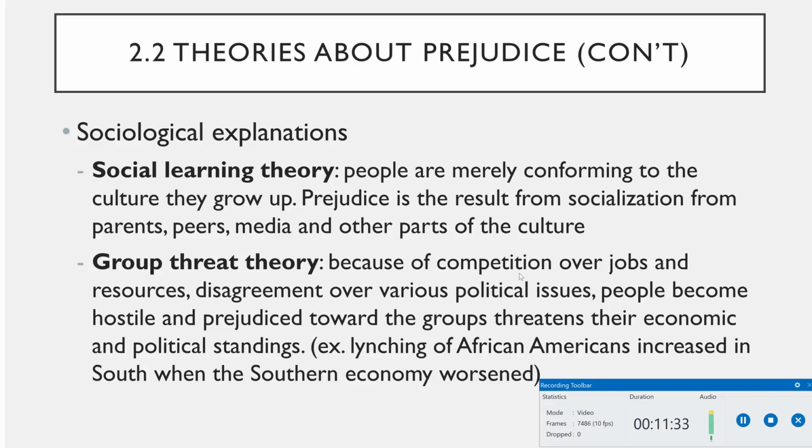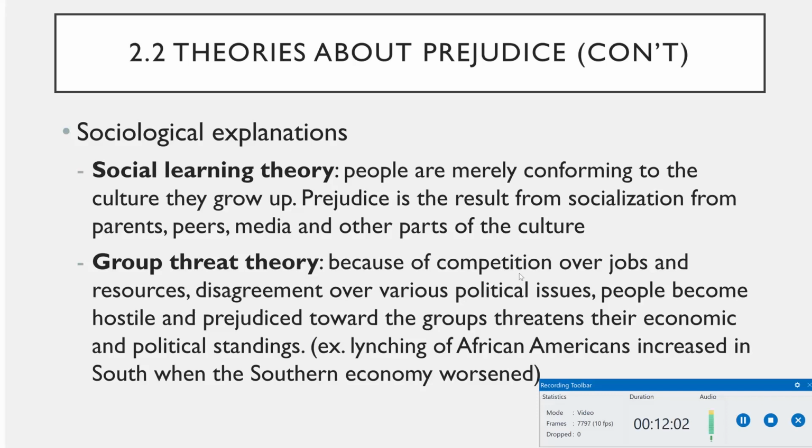The second theory is group threat theory. It emphasizes competition among races and ethnicities. Because of competition over job positions and resources, such as education opportunities, people have a hostile attitude toward other races, because their places or opportunities are being replaced by other races.